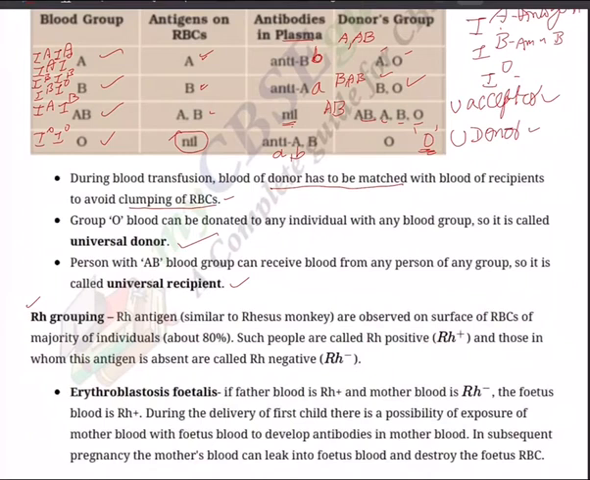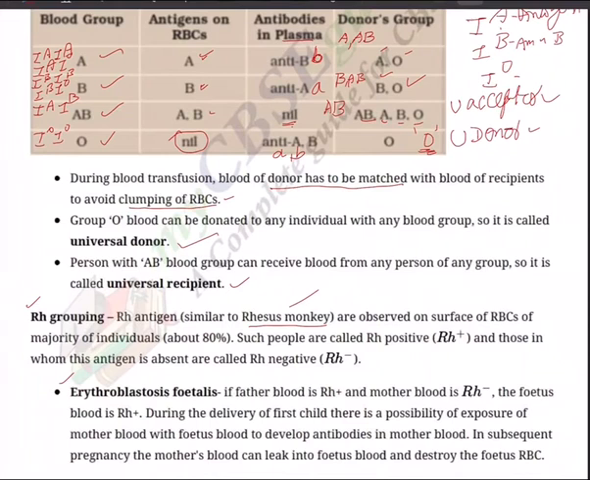This could be very, very fatal to the fetus or could cause severe anemia and jaundice to the baby. This condition is called erythroblastosis fetalis. This is what we call it, erythroblastosis. So Rh is basically Rhesus antigen, similar to the Rhesus monkey. You know, there's a monkey called Rhesus monkey. So from that, it is expected that this protein has come to us.